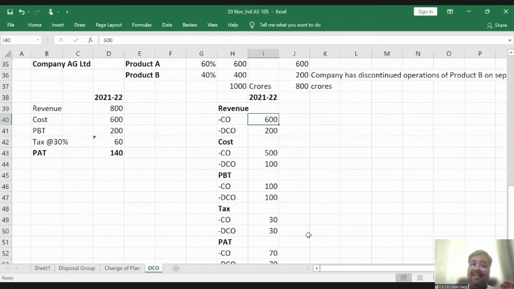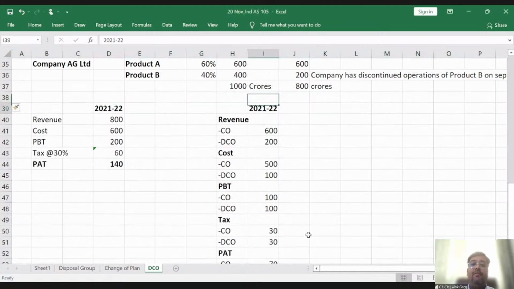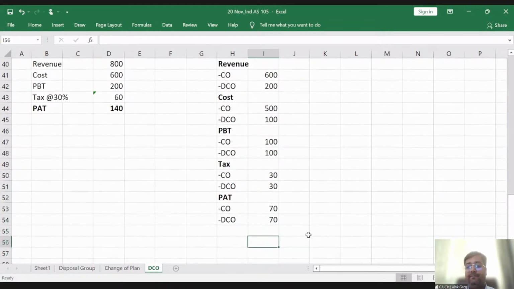Friends, do you think this kind of P&L will give you some insight as a user of the financial statement? Is it relevant for taking decisions? I'm talking about this P&L. Do you think it is important to take some decisions? So which do you think is the better way of presentation? Whether this P&L should look like in this manner, or this P&L should look like this: revenue, cost, PBT, tax, PAT from continuing operation, from discontinuing operation, and EPS also from continuing operation and discontinuing operation.